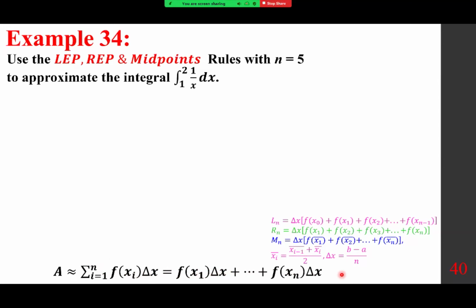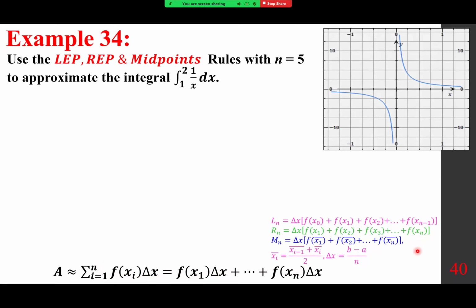Now, for the left endpoints, we use f of x sub 0 all the way to the one before the last. For the right endpoints, we use f of x sub 1 to the last one. And for the midpoint, we use the midpoints. However, the fastest and easiest way is going to be the method that I'm going to show you.